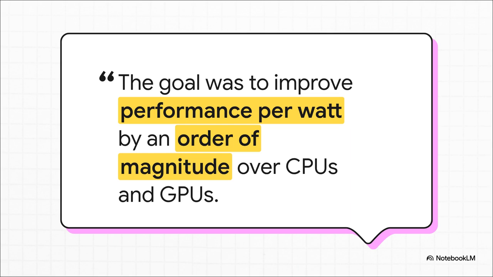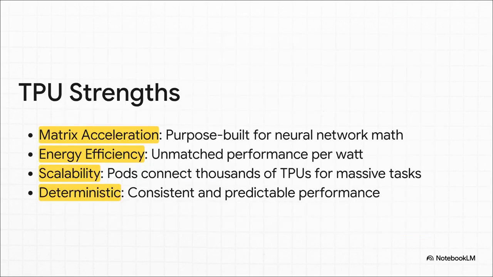So you hear that? The goal wasn't just faster. It was an order of magnitude. That's 10 times the performance for every watt of power used. When you're running things at Google scale, that's not just a nice to have. That's about saving a fortune on electricity and not having to build a dozen new power plants just to run your AI.